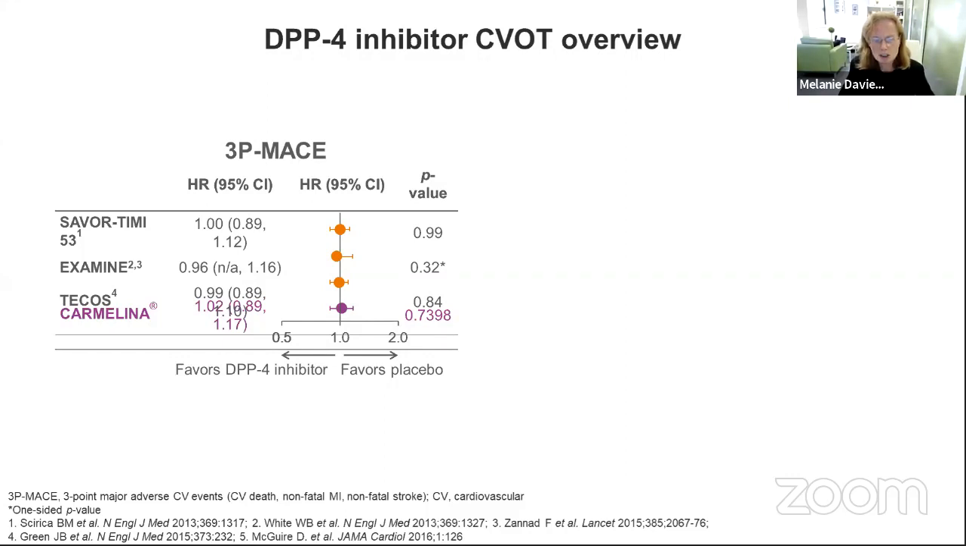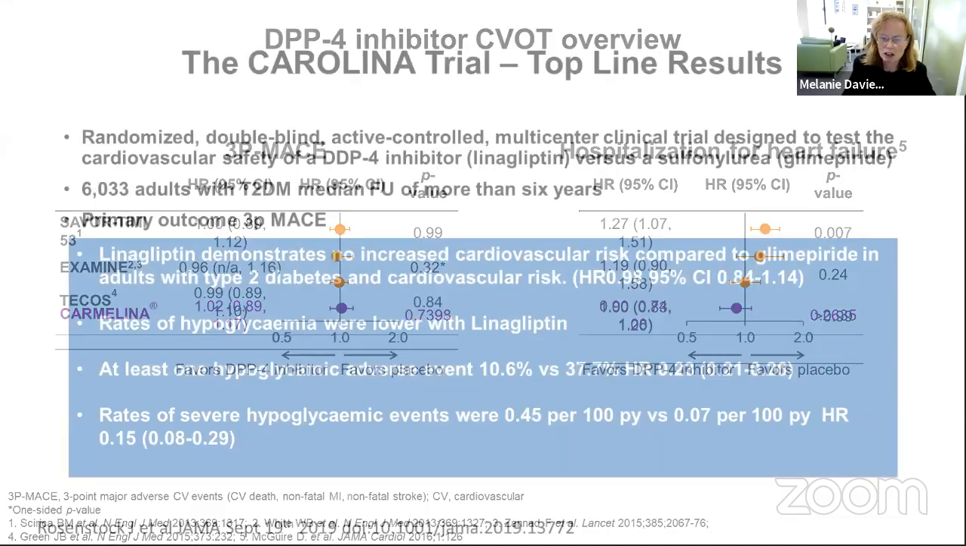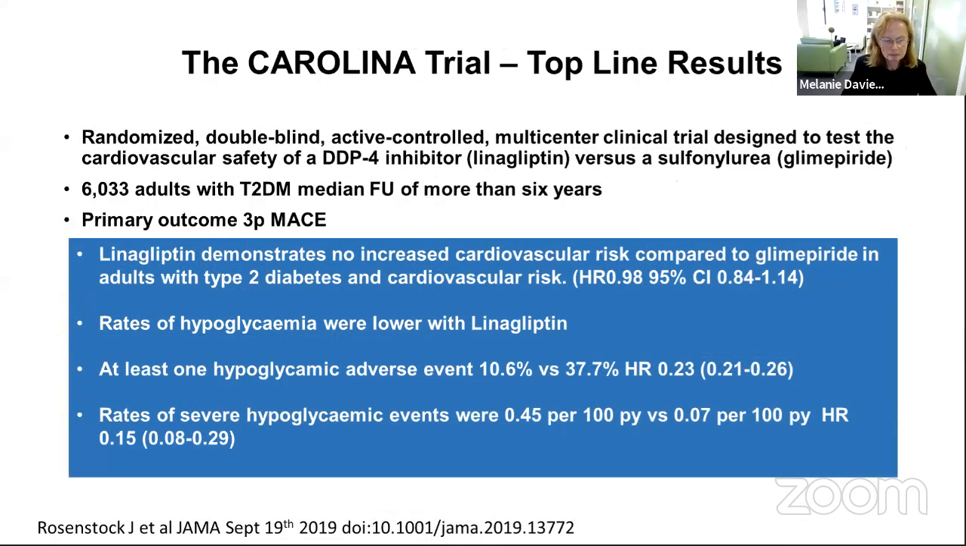see that when it comes to 3-point MACE in the 4 recent studies with DPP4 inhibitors, there's really cardiovascular safety, but no cardiovascular benefit. And indeed, if you look at the risk of heart failure, you can see some heterogeneity with some of the agents, particularly saxagliptin, increasing the risk of heart failure, alogliptin having a slight signal, but with sitagliptin and linagliptin, there was really no increased risk.